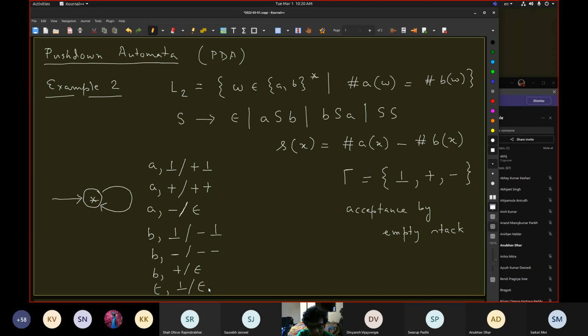Yes, sir. And if it takes that bad decision, by mistake it empties the stack, and after that it gets stuck. It cannot proceed any further because the stack is empty. But whatever follows may be a string very much in L2. So shall we say that the machine rejects that string? The answer is no.